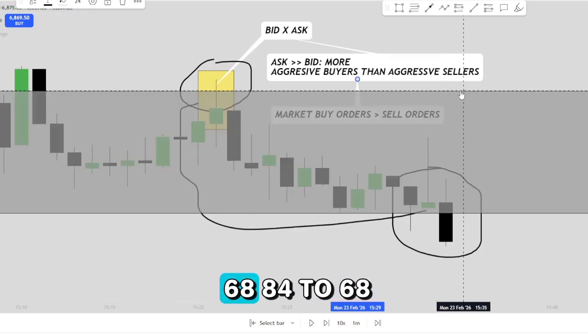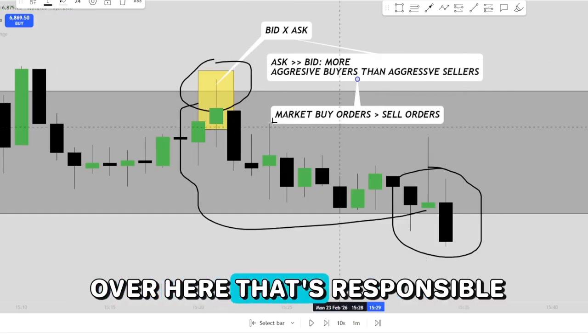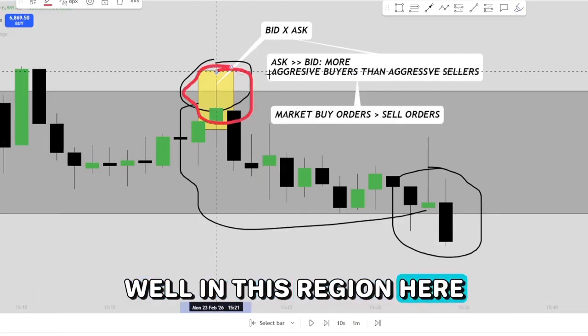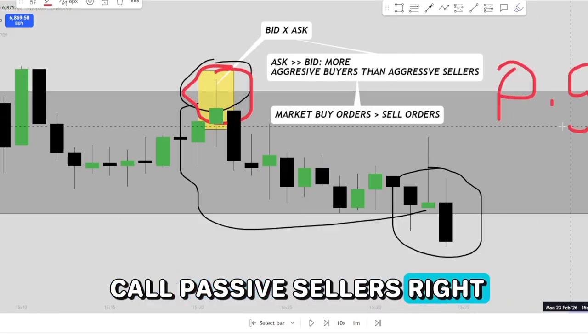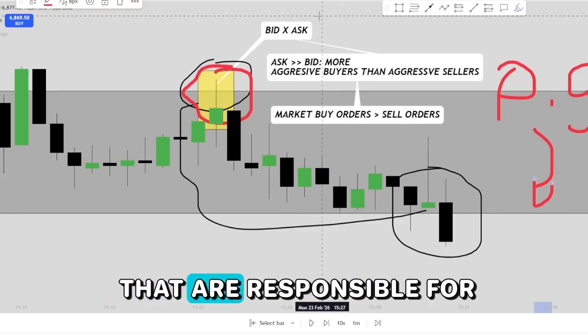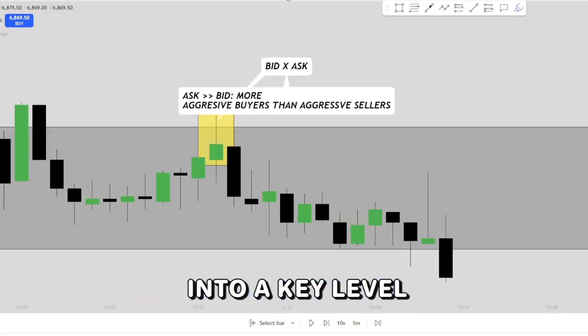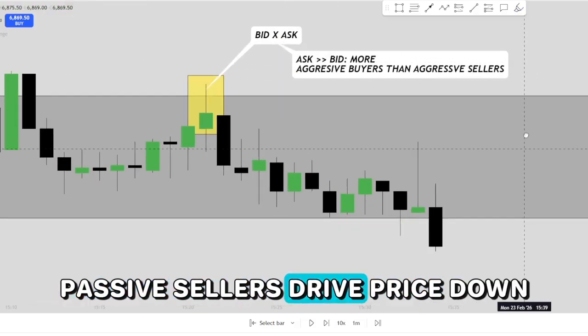So this is now 68.84 to 68.80. Who is sitting over here that's responsible for the lower prices? Well, in this region here, there are what we call passive sellers, right? These are passive sellers that are responsible for the lower prices. So when you're coming into a key level, you need to understand this basic concept. Passive sellers drive price down.